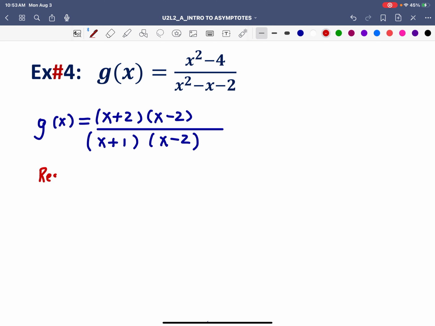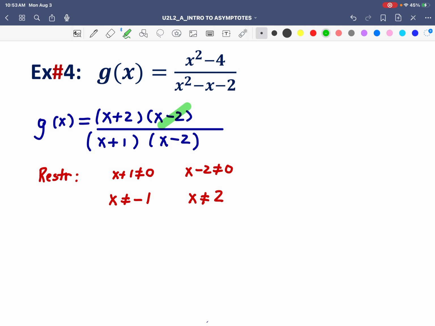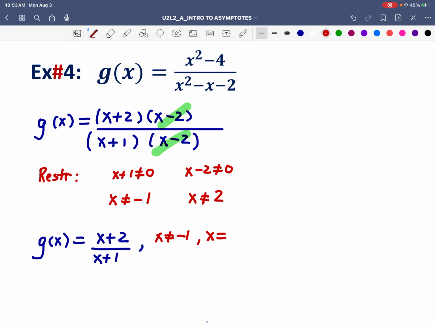Now, the restrictions in our case will be x plus 1 different than 0 and x minus 2 different than 0, or x different than negative 1 or different than positive 2. Now, notice that the second restriction is simplifiable. So we'll say that g of x in simplified form would be x plus 2 over x plus 1, providing that x is different than negative 1 and different than 2. You see, once you simplify, you no longer see the restriction.